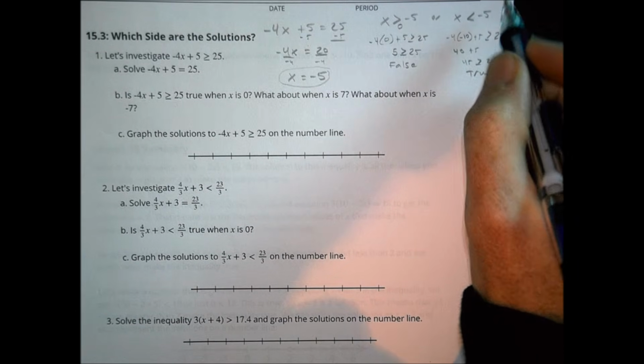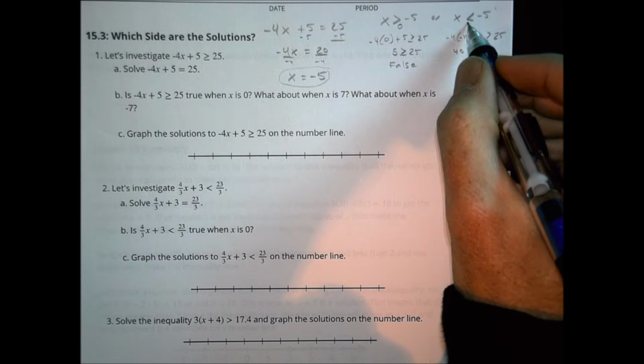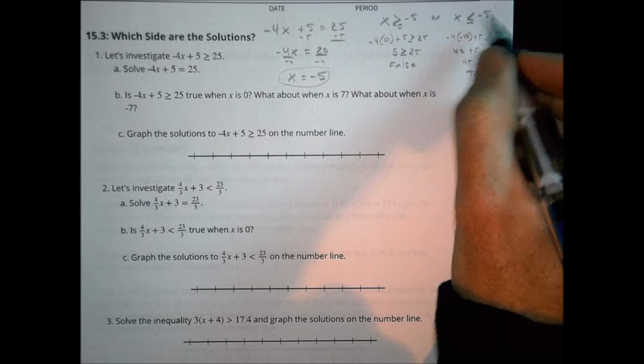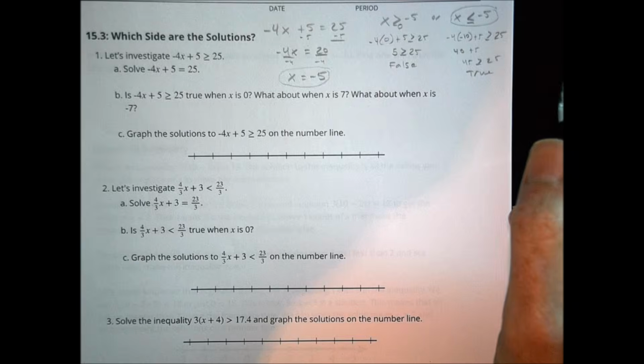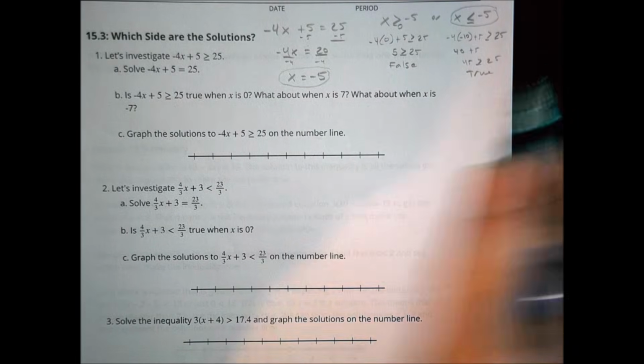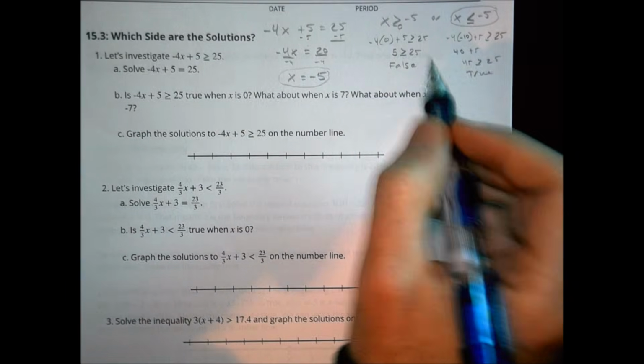So in terms of our direction, x is going to be, and I should put equals here for you, x is less than or equal to negative 5. I did kind of a lot of work here. That's just the pattern I'm going to use for the rest of the problems here.